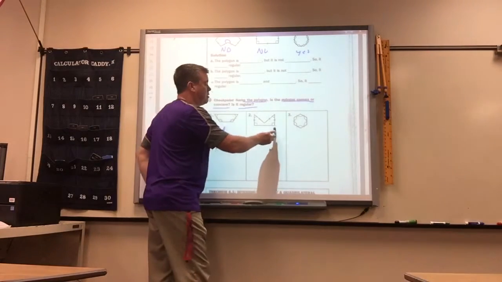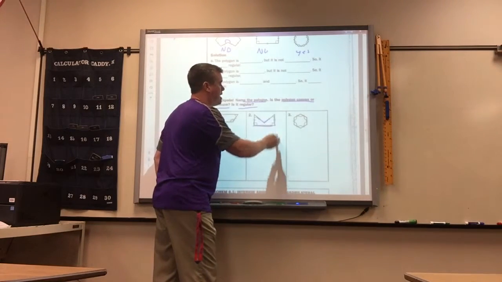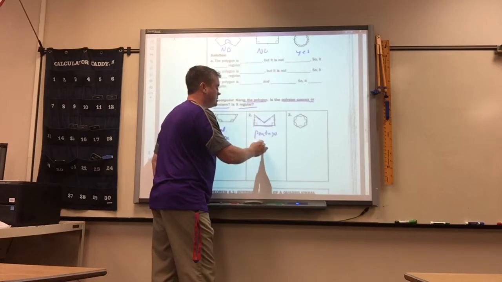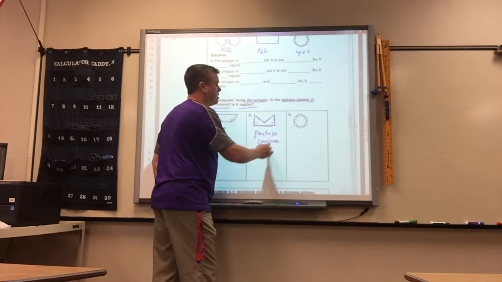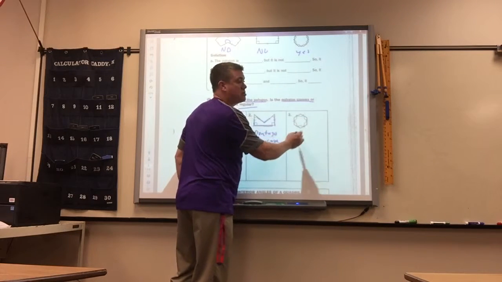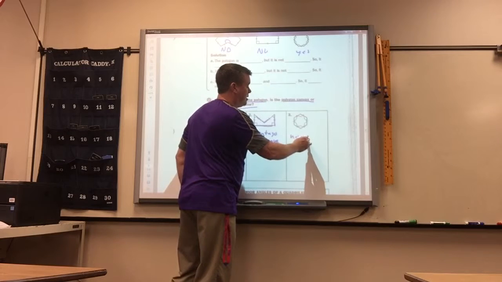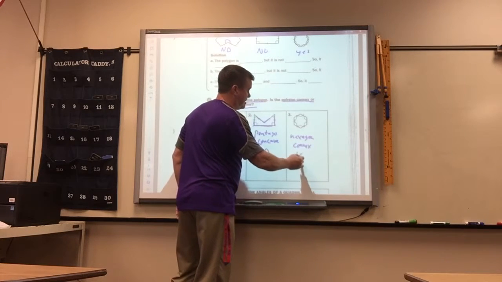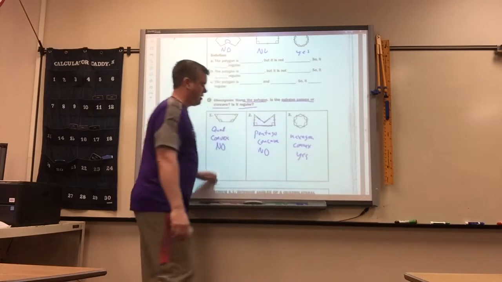Pentagon. Penta, 1, 2, 3, 4, 5. Pentagon. Concave, caved in, concave. Regular? No. Hexagon. 6 is a hexagon. Convex? Yes, it is. And yes, it is regular.